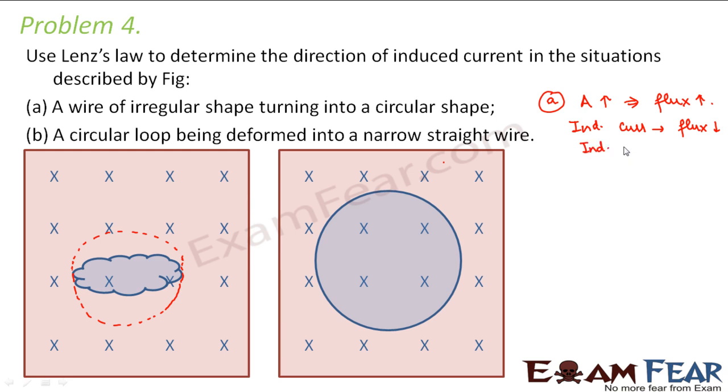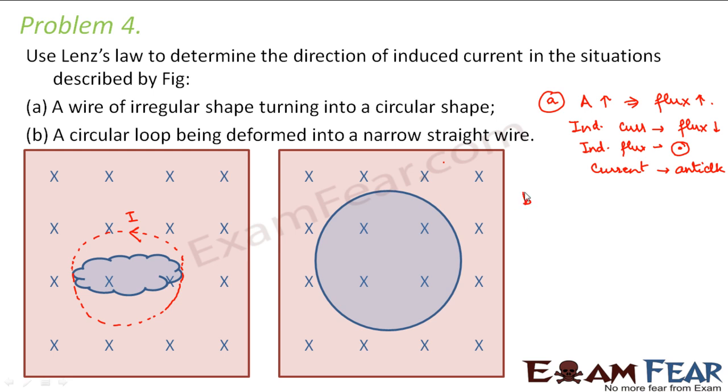So the induced magnetic field will be in the upward direction, because the already existing magnetic field is in the downward direction. If you want to increase it further, then you should give your induced flux also in the downward direction. But if you want to decrease it, then you should give it in the upward direction. So your magnetic field is in the upward direction. Therefore, if the magnetic field is in the upward direction, all your fingers move in the anti-clockwise direction. So the current will be anti-clockwise. This would be the direction of current.